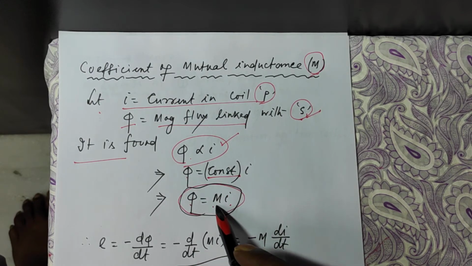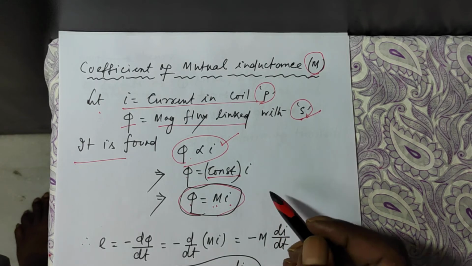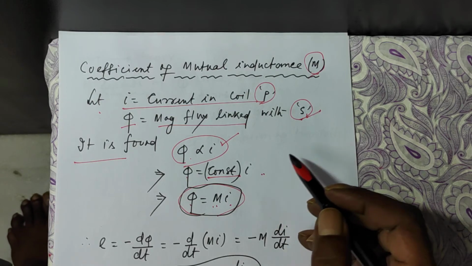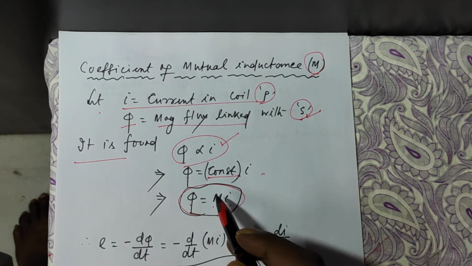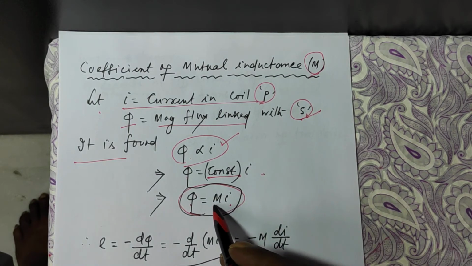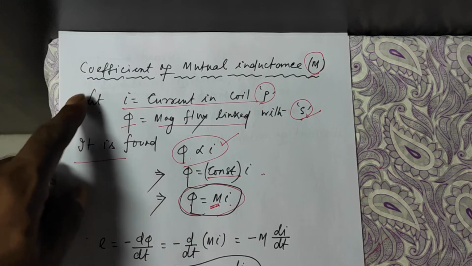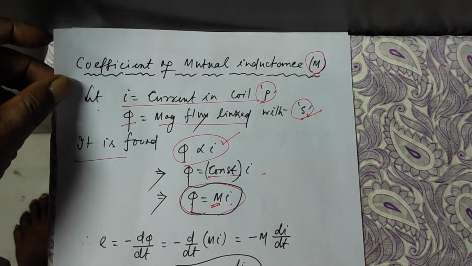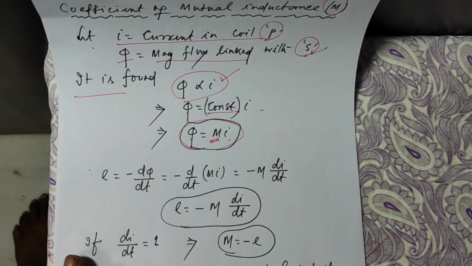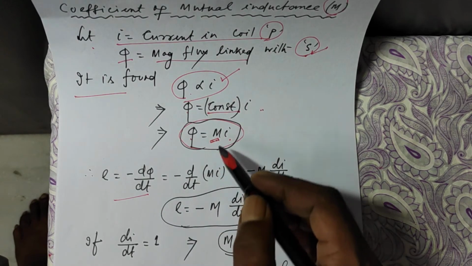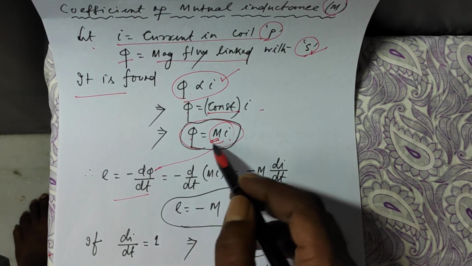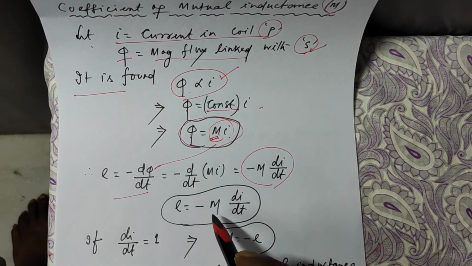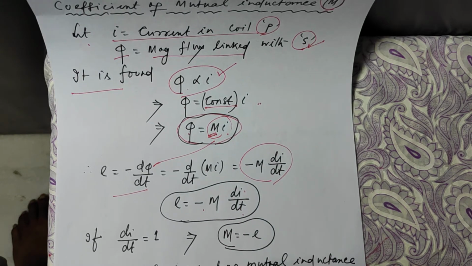Now, why am I not writing L here? It is between two coils. The change of flux in one produces a change of flux in the other. So it is between two coils, so I am using the symbol M, where M is called the coefficient of mutual induction. And since EMF is equal to minus d phi by dt, for phi I put here MI. So M is taken common, M di by dt. So EMF is equal to minus M di by dt.